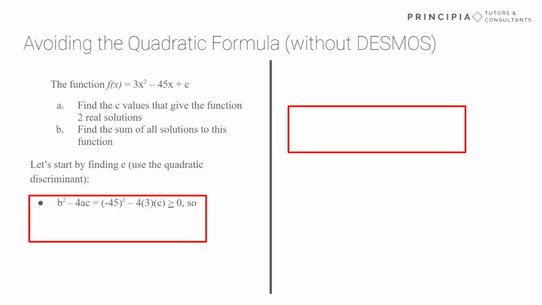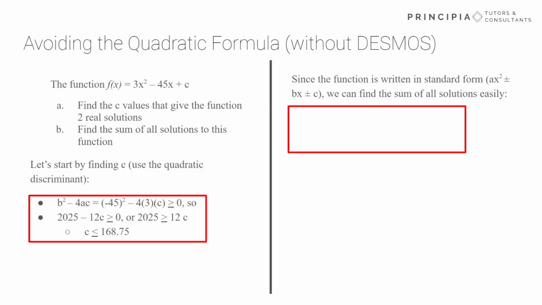Using b squared minus 4ac, again, since we want c, that would be the b squared divided by 4a must be greater than or equal to c. Plugging in everything and doing the math will work it out to c should be less than or equal to 168.75. Since the function's in standard form, we can find the sum of all solutions very easily.